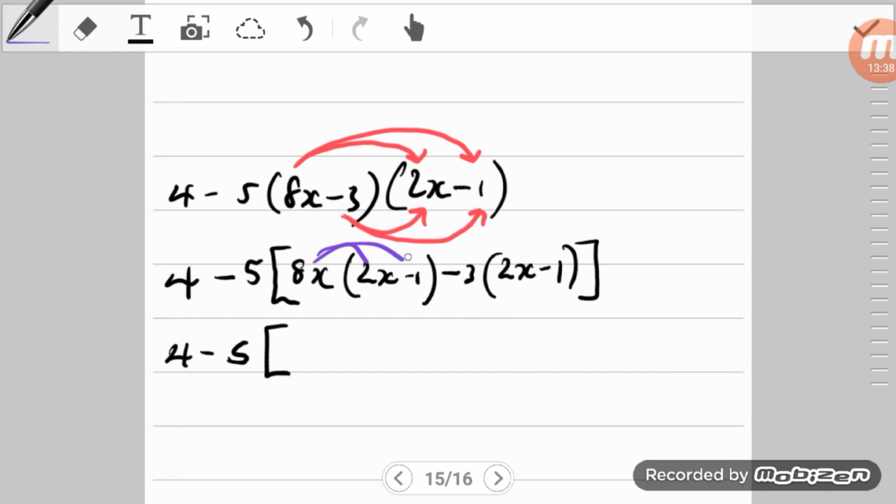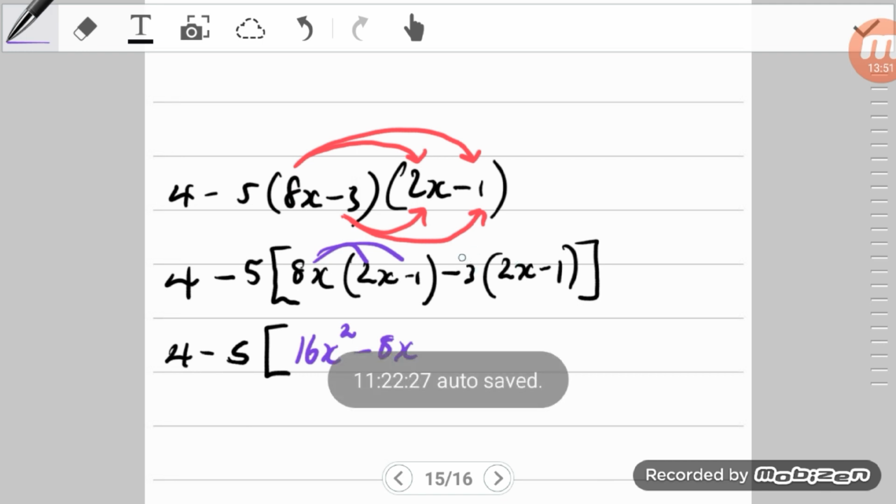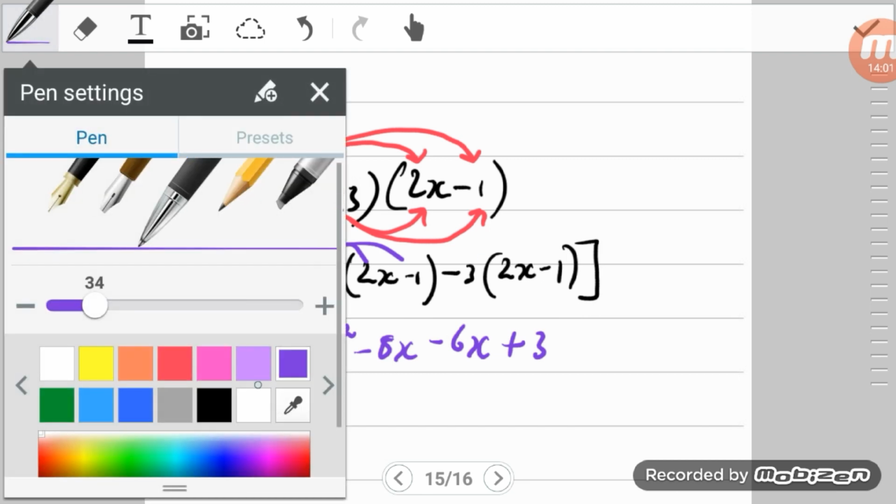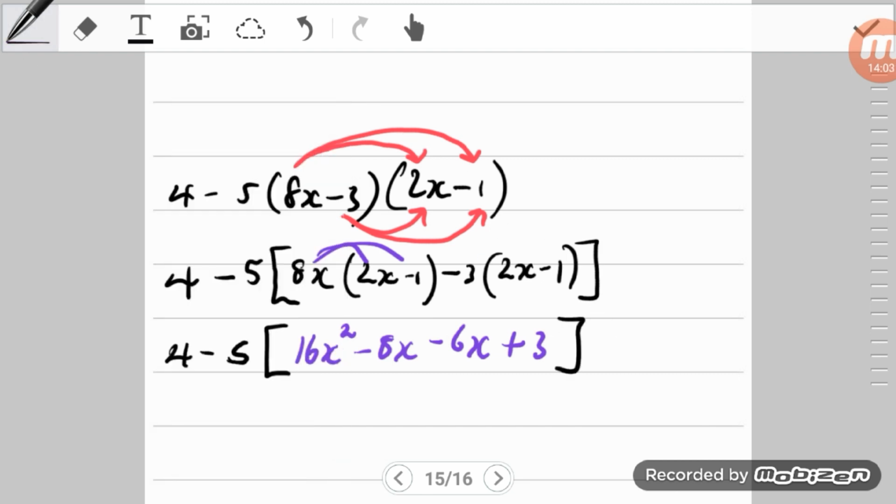So that's 8x multiplied by 2x. That's going to give us 16x squared. 8x is going to multiply minus 1. That's going to give us negative 8x. Negative 3 multiplied by 2x. That's negative 6x. And of course, negative multiplied by negative is a positive. 3 multiplied by 1 is 3. And we then close our brackets here.